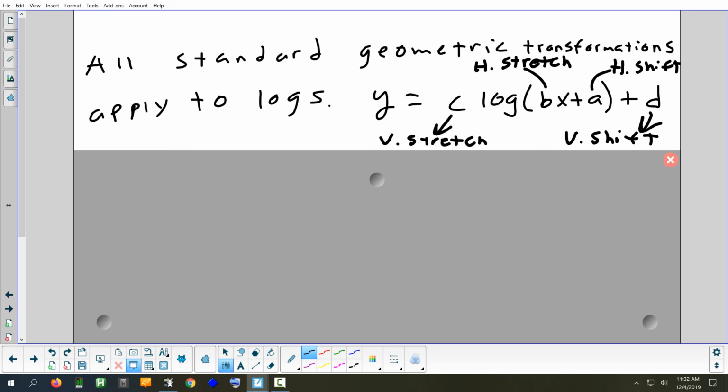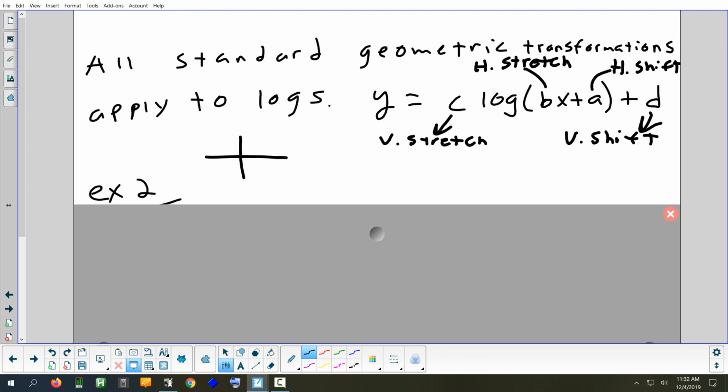What if B or C was a negative? What does that cause to happen? Chris? Flip. Causes a flip. Either a horizontal flip, if B is negative. So remember, a horizontal flip would mean something like this. That's a horizontal flip. Or if C is negative, that's a vertical flip.